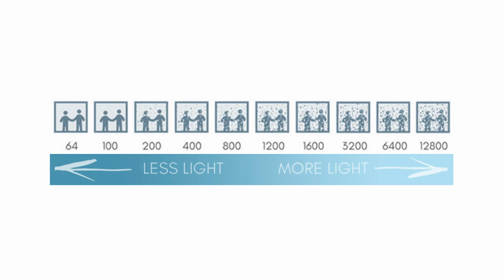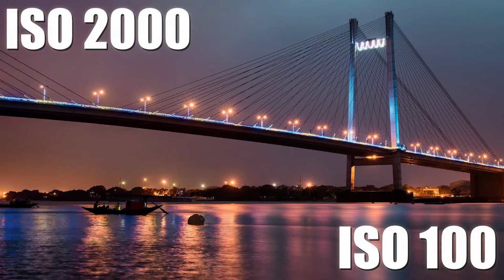Sensitivity or ISO. Camera sensors can work at different sensitivities. In this way, at greater sensitivity, they can capture more light.